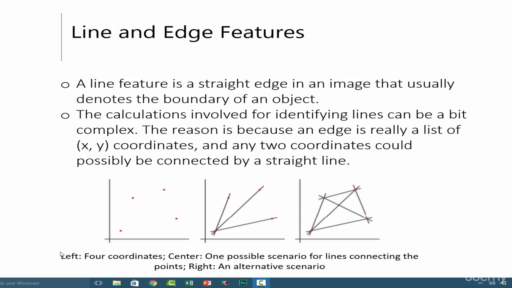The reason is because an edge is really a list of xy coordinates, and any two coordinates could possibly connect by a straight line. As you can see here, we have four dots. They can be connected in this configuration or in this configuration.